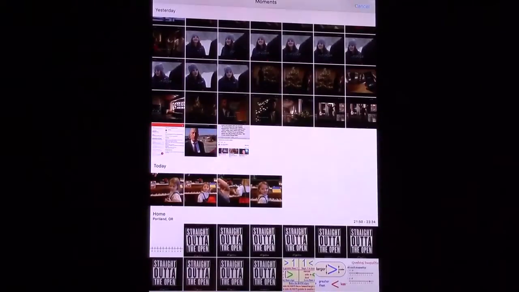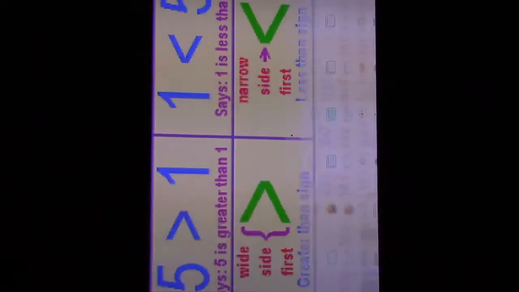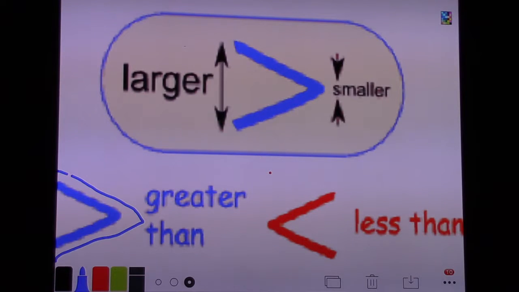So we're considering graphing inequalities. I'm going to review the way signs work. Got a better picture of it here. So if we have a greater than sign, it goes in this direction right here, and the other sign is less than right here.